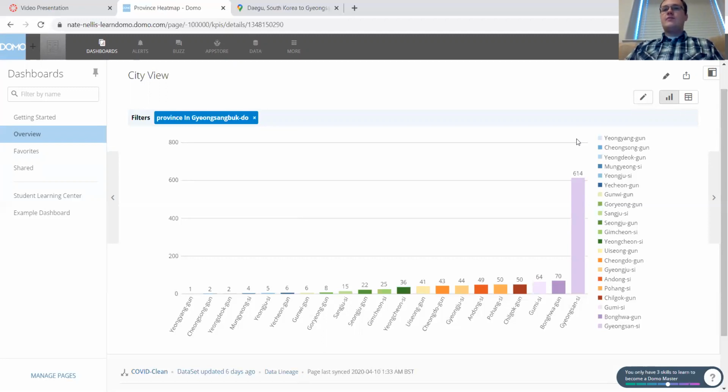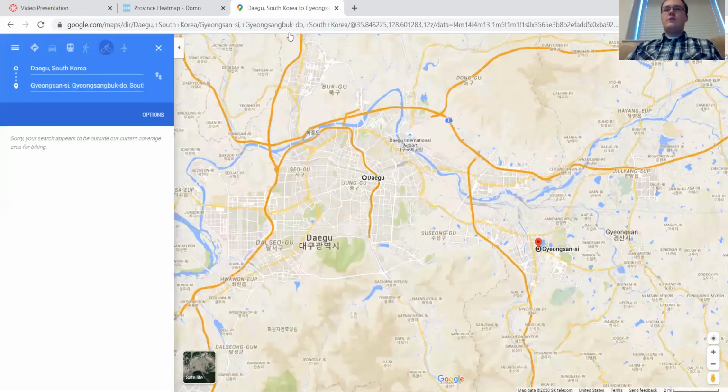One thought that I did have was looking at Daegu, which South Korea says is kind of the epicenter of where this started in their country. Here's Daegu, and here's Gyeongsang-si. As you can see, they're very close to each other. So it's interesting that Gyeongsang-si has so many more cases than Daegu has, even though Daegu is where it kind of started. So we want to look at the attributes that Gyeongsang-si has, so we can figure out where the next places are going to be and what we can do to help curb the spread.